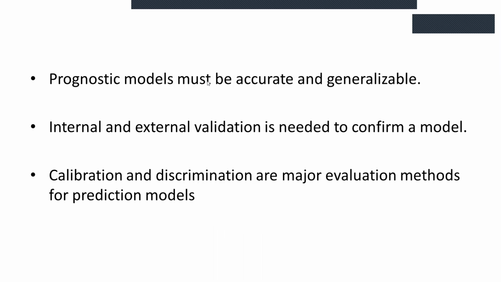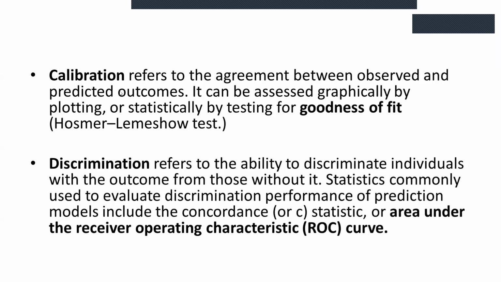What are the features of a proper prognostic model which can predict the outcomes? So they should be mainly accurate and generalizable. Also, internal and external validations are necessary to confirm such models. And there is something called calibration and discrimination, which are the major evaluation methods for prediction models. We'll learn a bit about calibration now and discrimination also.